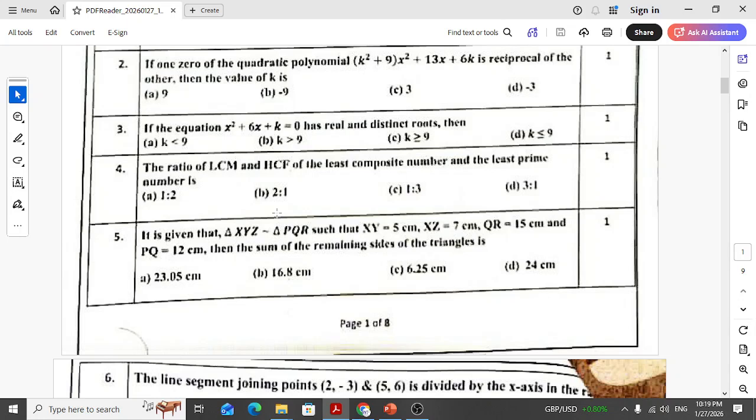Value of sine 30 plus cos 30. Sine 30 is 1 by 2 plus cos 30 is root 3 by 2. Minus, they are asking, sine 60, which is root 3 by 2, cos 60, which is 1 by 2. So since we have the same terms, they both get cancelled. Option B, 0, is the answer.